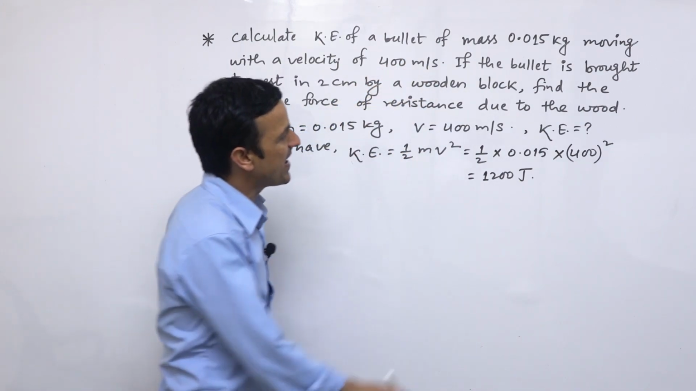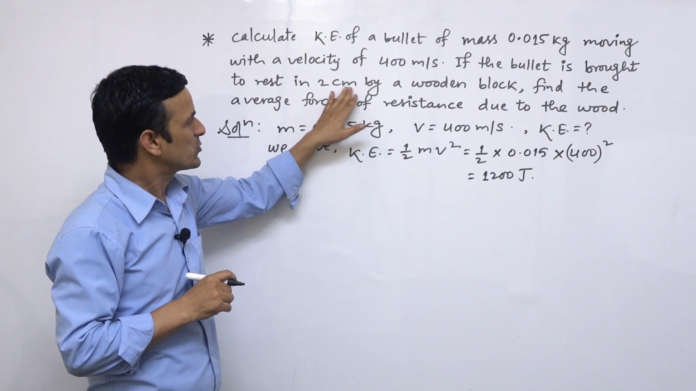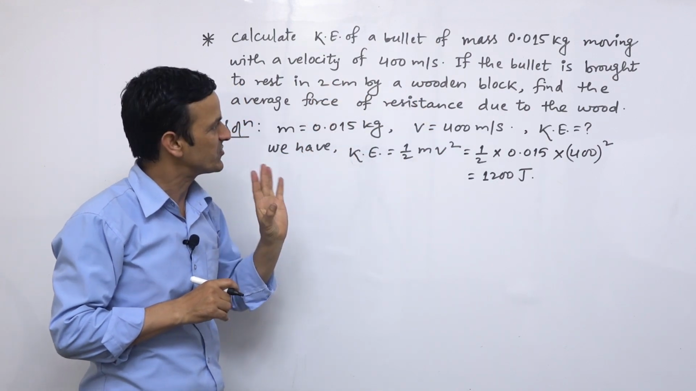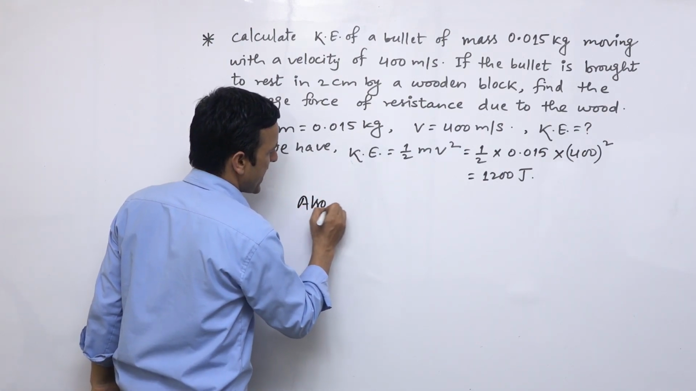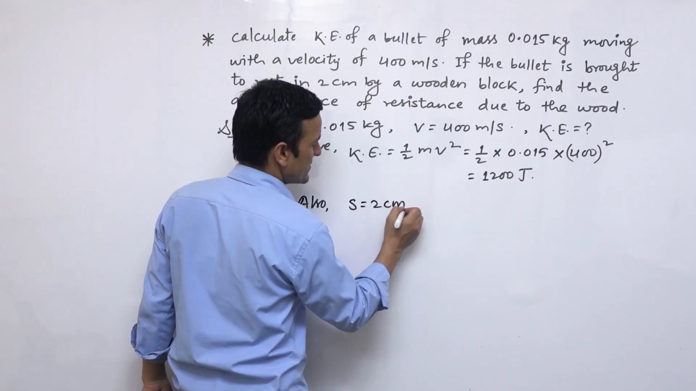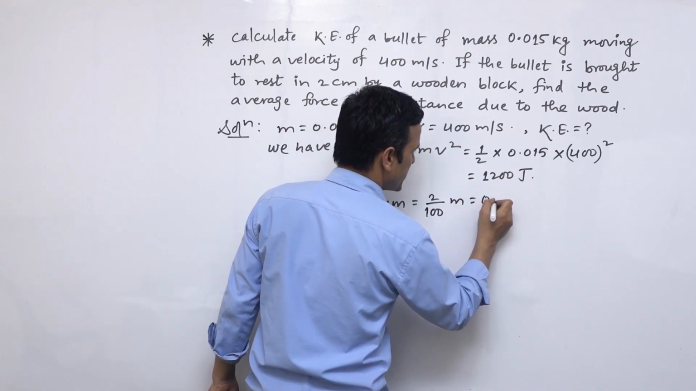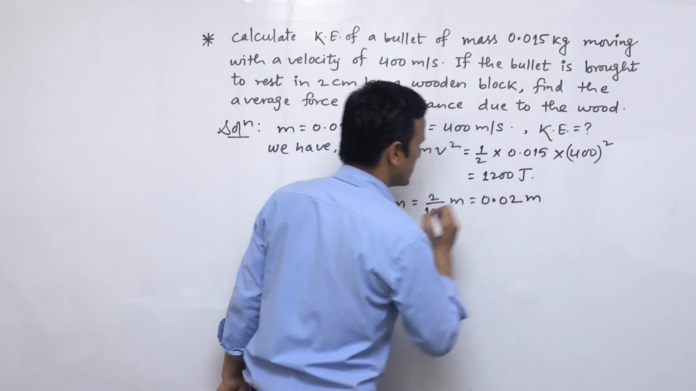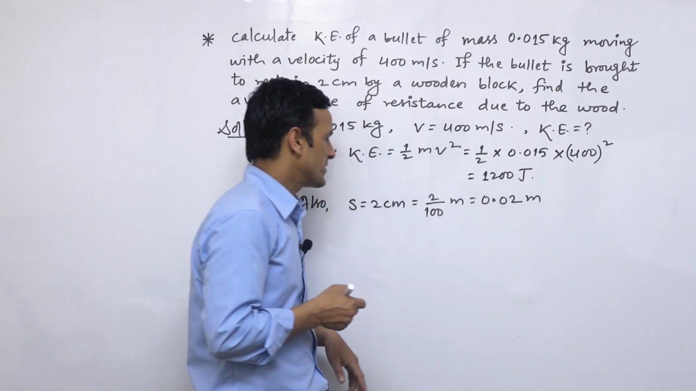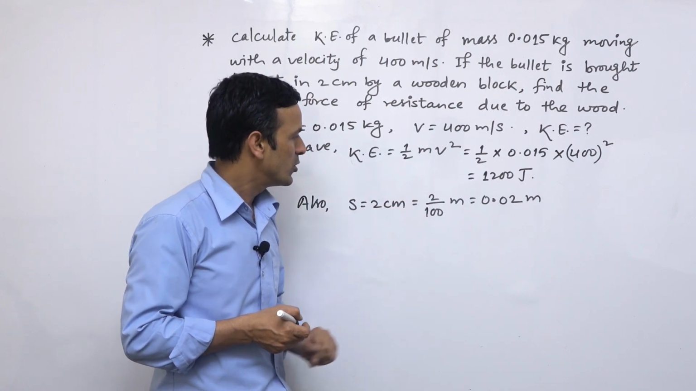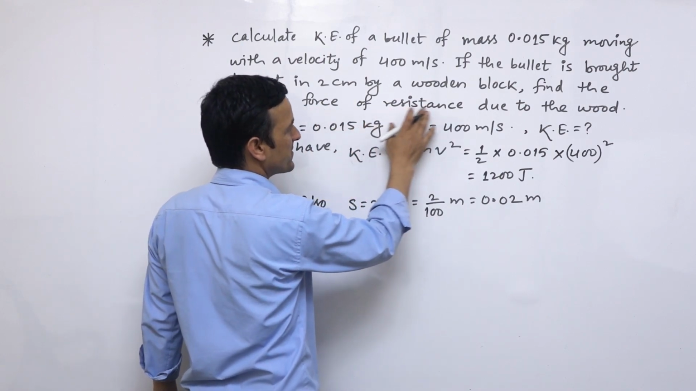For the second part, we have, if the bullet is brought to rest in 2 centimeter, 2 centimeter यसले कभर गरेपछि त्यो बुलेट रेस्टमा आयो, यसले कभर गरेको डिस्टेन्स हो यो. So for the second part, s is equal to 2 centimeter and we can reduce it into meter and it is 0.02 meter. Centimeter ला meter मा convert गर्नुपर्छ. So it is divided by 100 because 100 centimeter is equal to 1 meter. So this is S and find the average force of resistance.